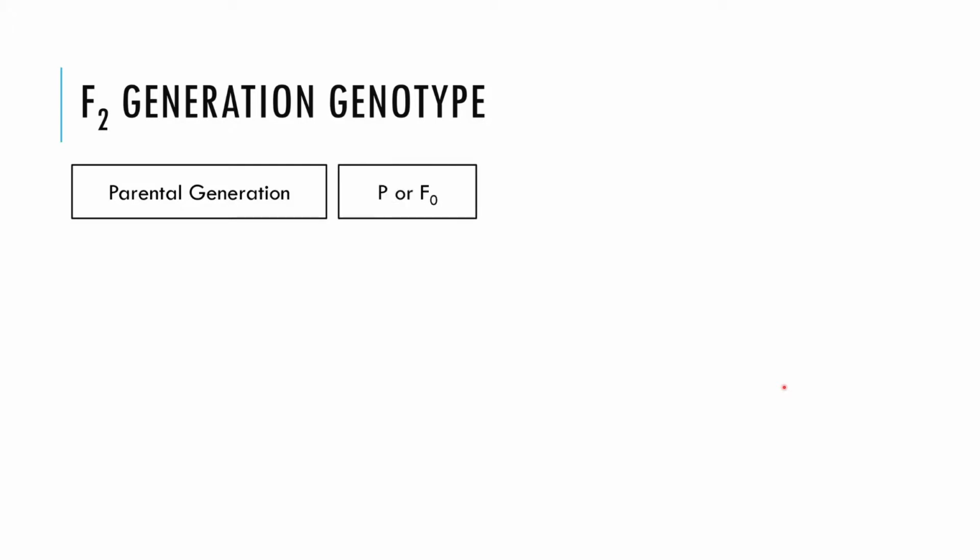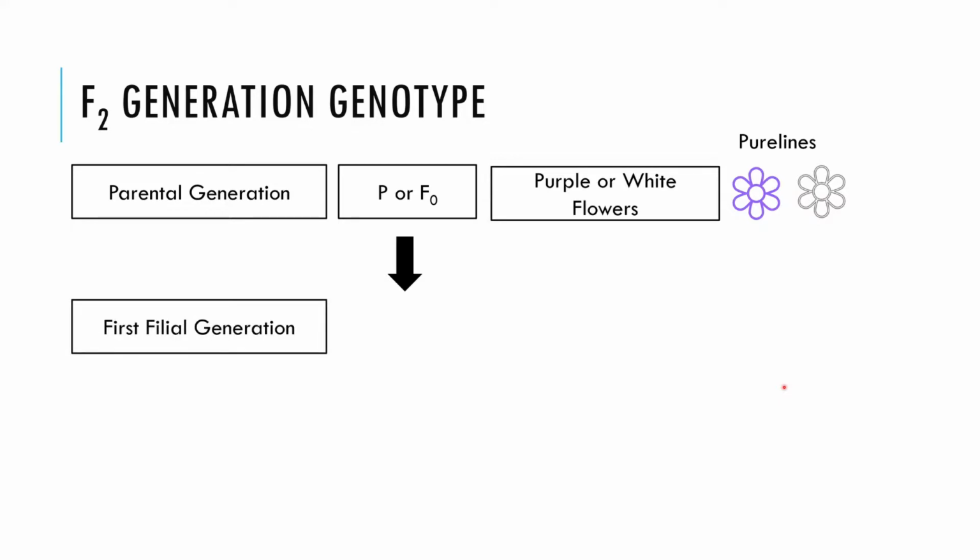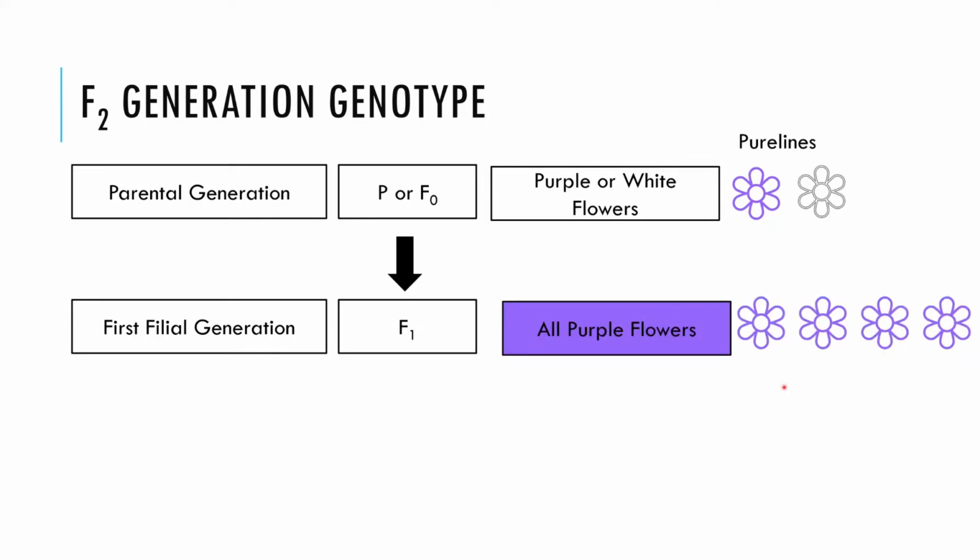Let us go over the experiment once again. We start with the parental generation, or P or F0, pure lines which bred true for a particular trait, in this case flower color, purple or white. Crossing these pure lines produces a progeny which is referred to as the first filial generation or F1 generation. The F1 progeny were all purple flowered plants. Hence he named the trait that appears in the F1 generation as dominant and the other as recessive.